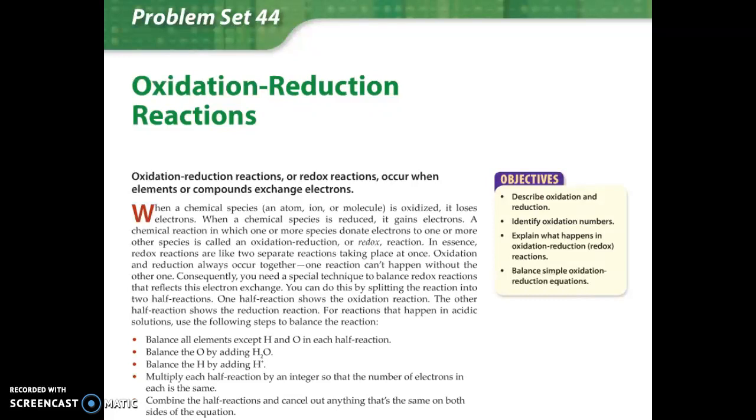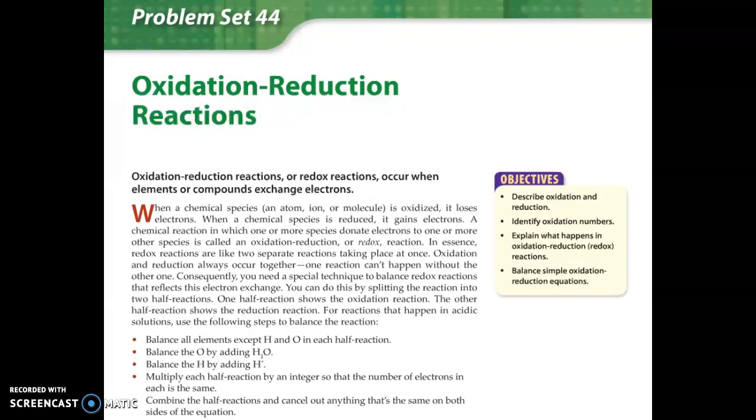Oxidation and reduction always occur together. One reaction can't happen without the other one. Consequently, you need a special technique to balance redox reactions that reflects this electron exchange. You can do this by splitting the reaction into two half reactions. One half reaction shows the oxidation reaction. The other half reaction shows the reduction reaction.